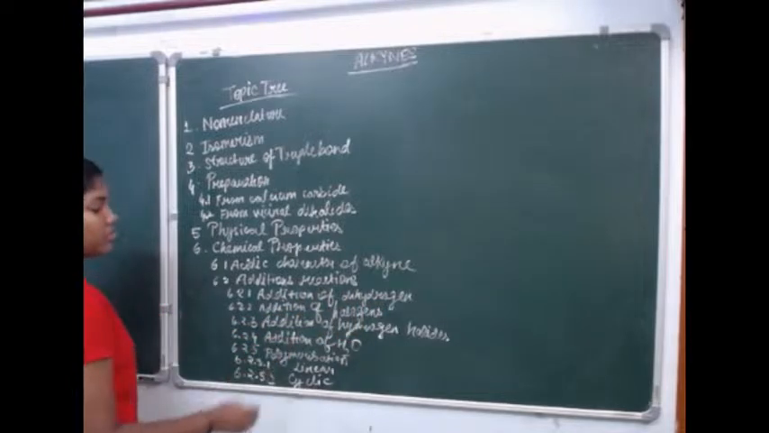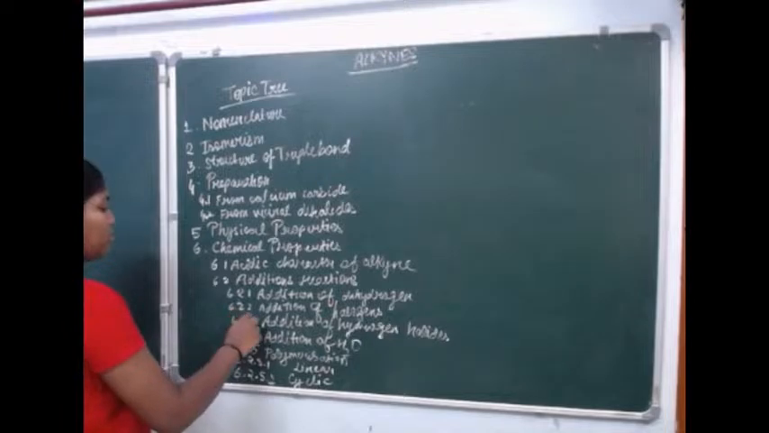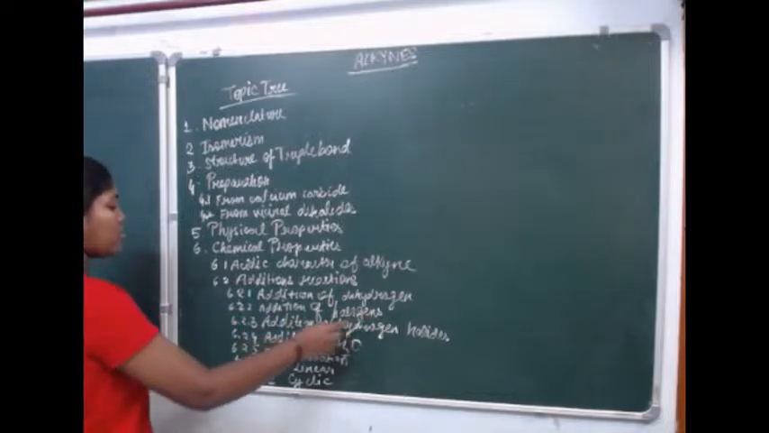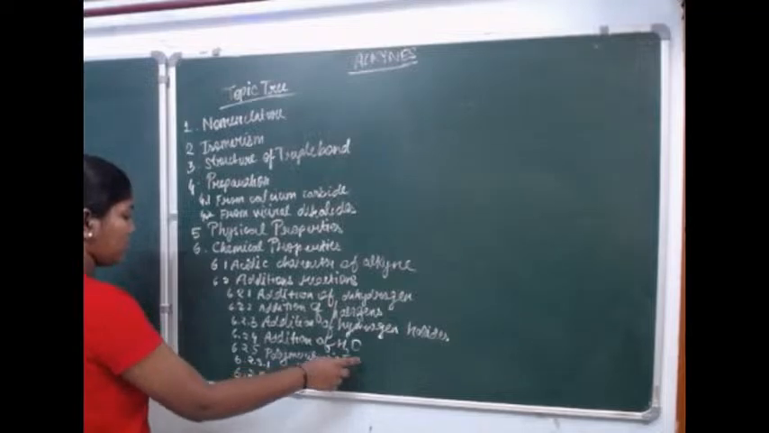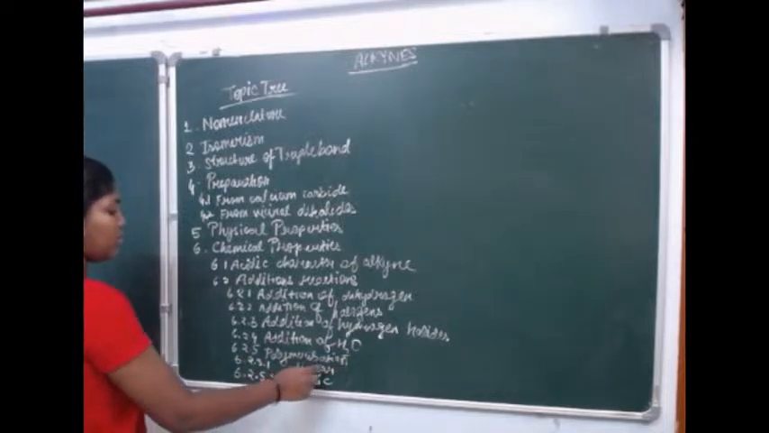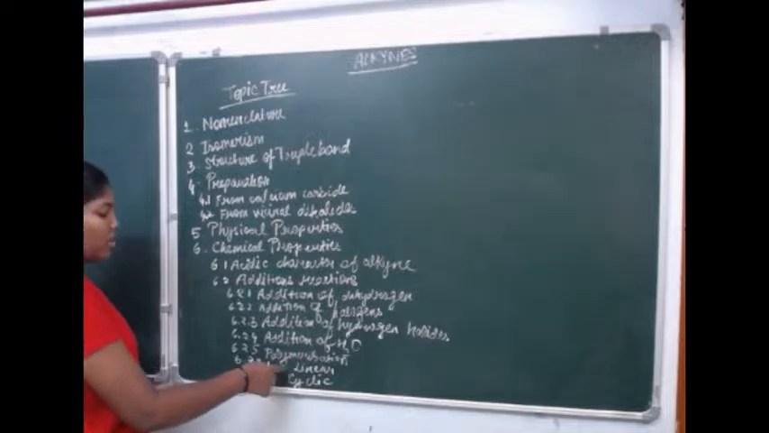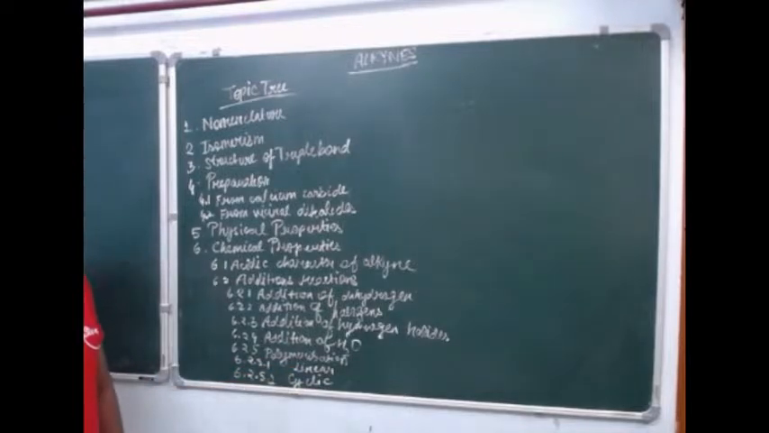So we have 5 types of addition reactions: addition of dihydrogen, addition of halogens, addition of hydrogen halides, addition of water. Then the 6th is polymerization, and under polymerization we have 2 types: linear polymerization and cyclic polymerization. So we will discuss one by one.